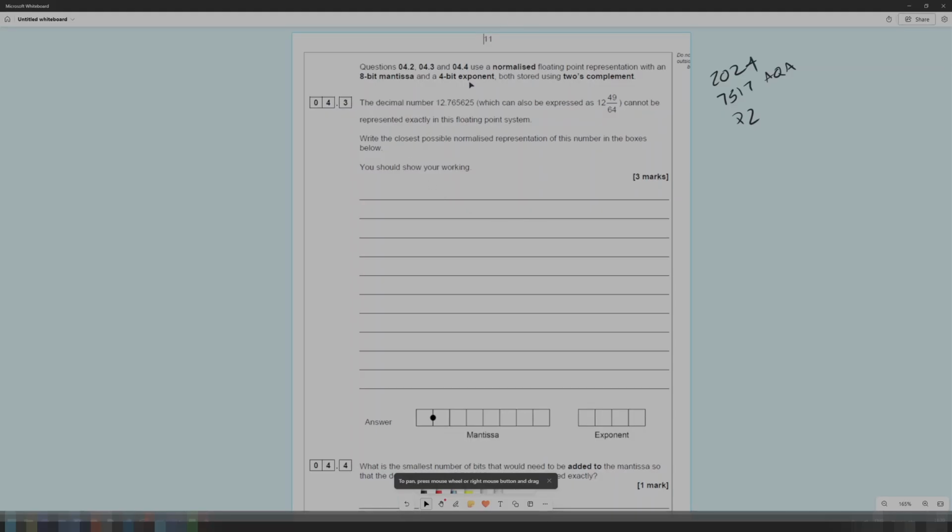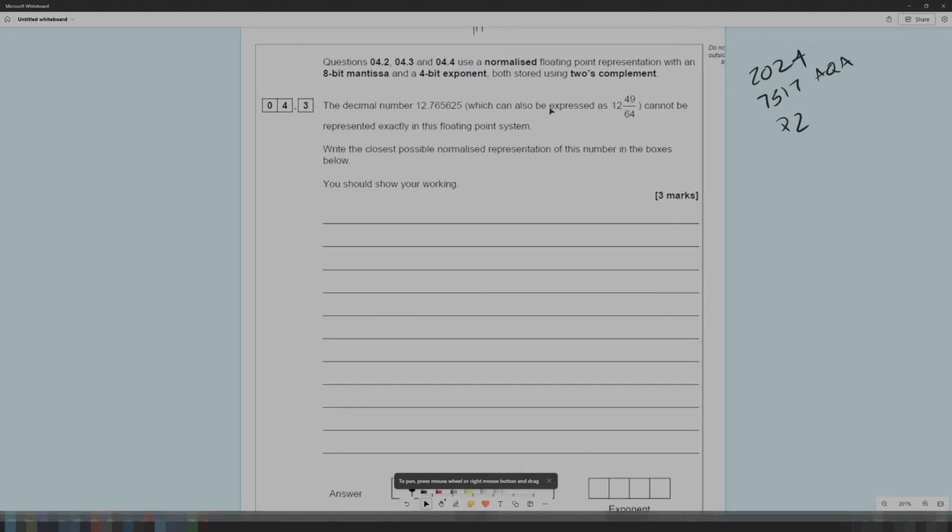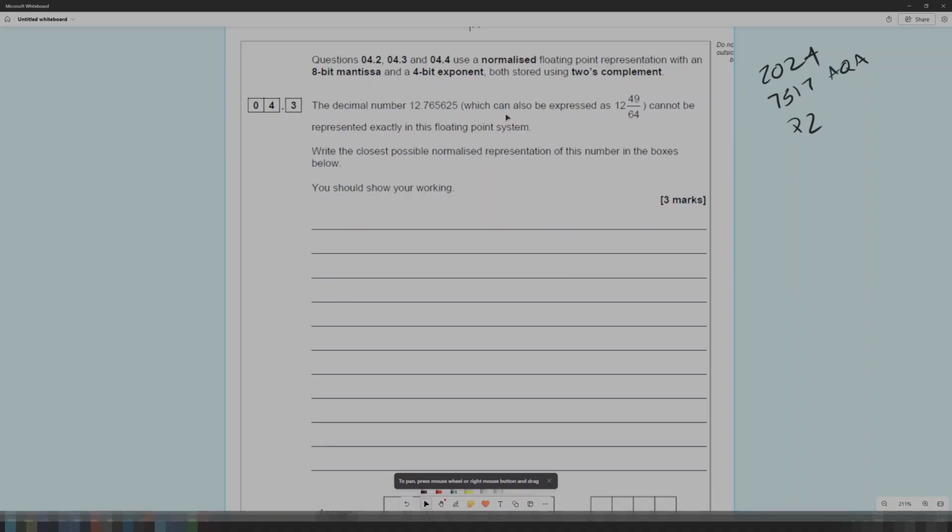Okay, so this is a continuation from the other two parts to this question. So we're at 4.3, but they're just reminding us that we are in normalized floating point form, 2's complement, with 8 bits for the mantissa, 4 bits for the exponent. In fact, we can see that structure down here. So it says, here's the number that within the system that they're using, 8 bits and 4 bits, you can't represent that entire number. So we just need to get as close as we can get to it. So write the closest possible normalized representation of this number in the box below.